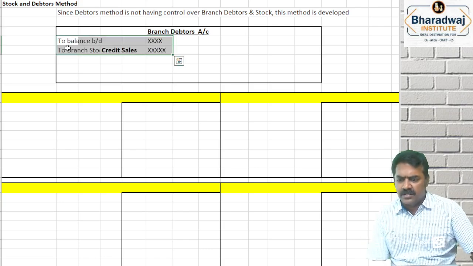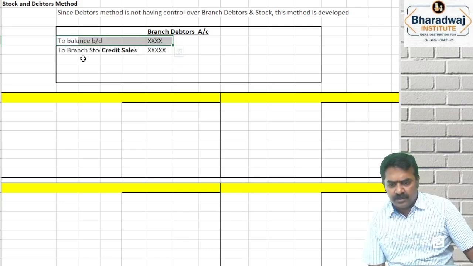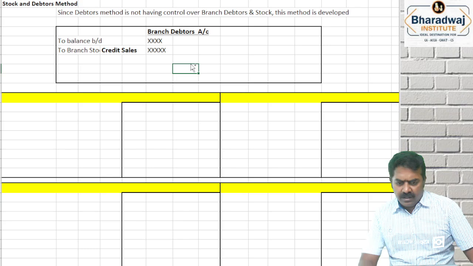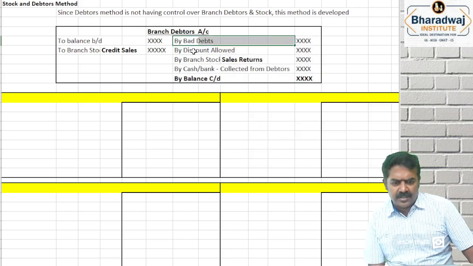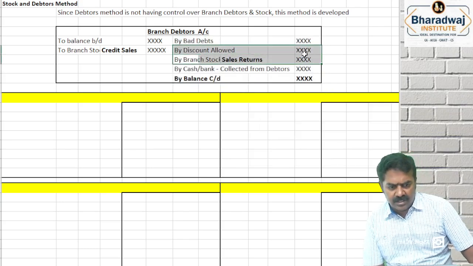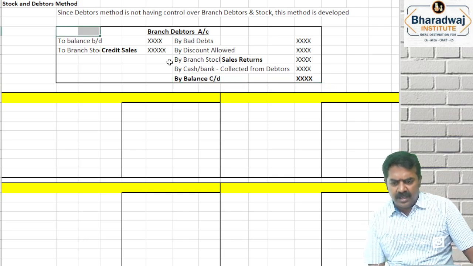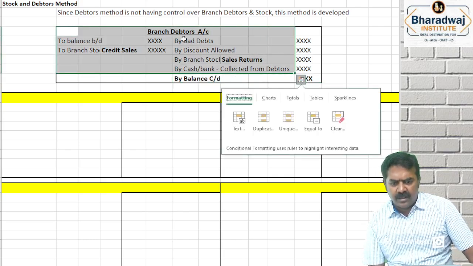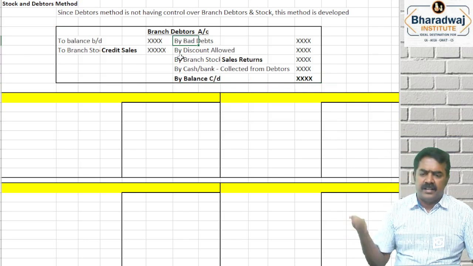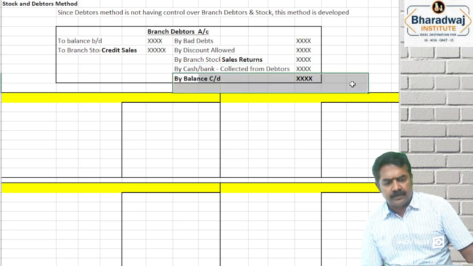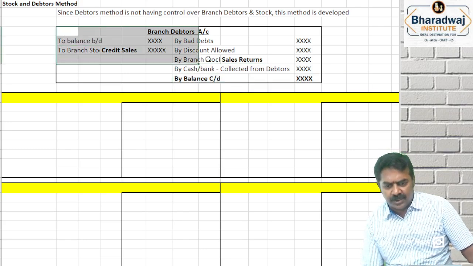What will you record in this? To balance brought down, to credit sales, as usual. Then all bad debts, discount, sales returns, and collection from debtors will be recorded to arrive at the closing balance. We have full control over debtors, where everything is recorded: bad debts, discount, sales returns, collections. So this is the debtors account.